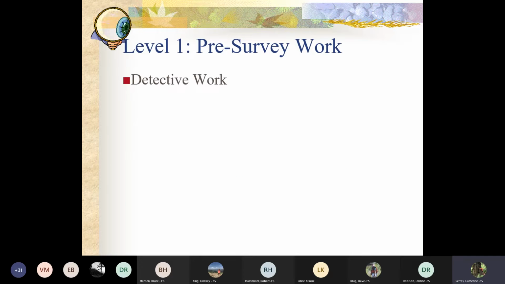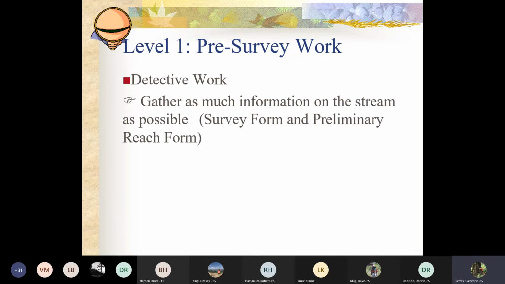We talked about level 1. Dave talked about that, and that's just doing your detective work. You're gathering as much information on that stream as you can. There should be old reports. There's old preliminary reach forms. Go through those and really pick up that data on all of that, that survey that you're going to be working on.